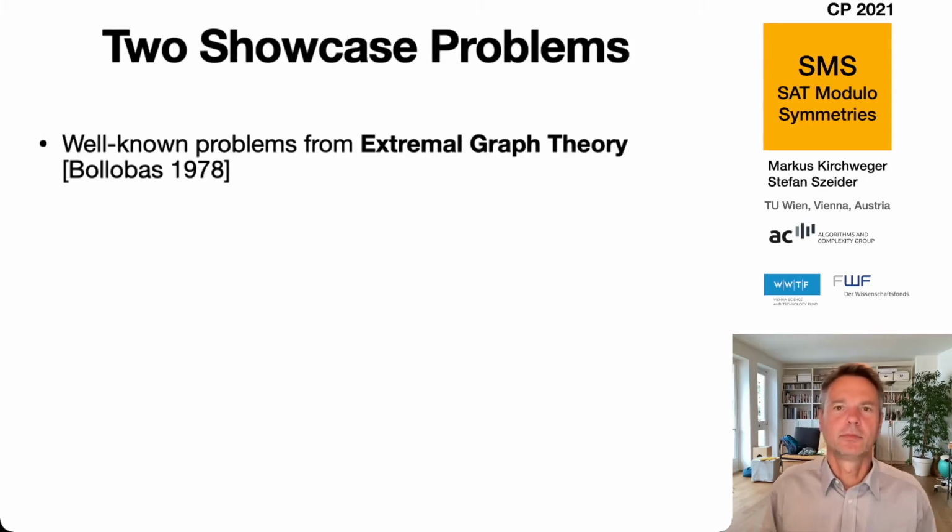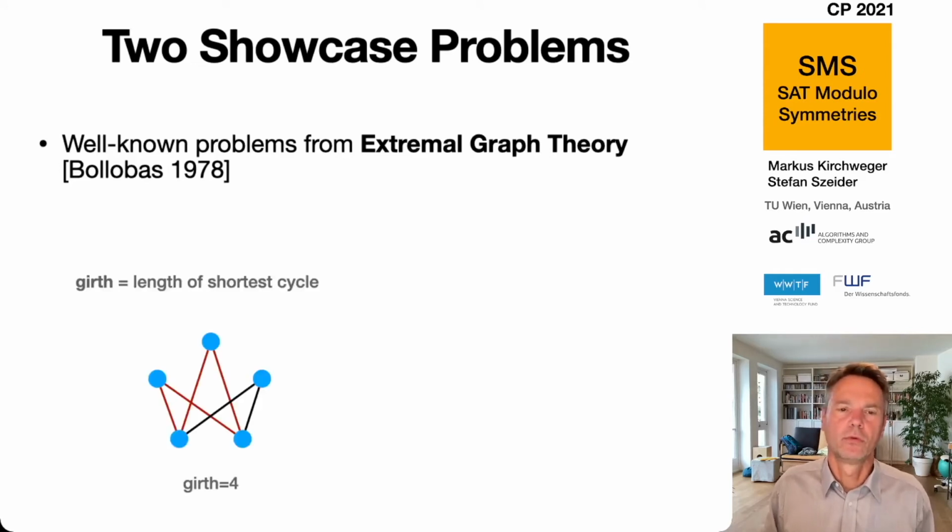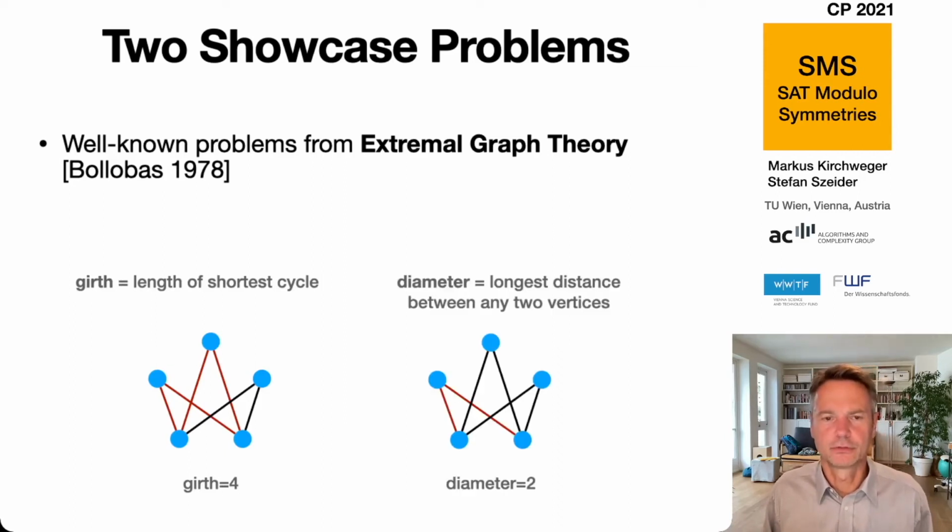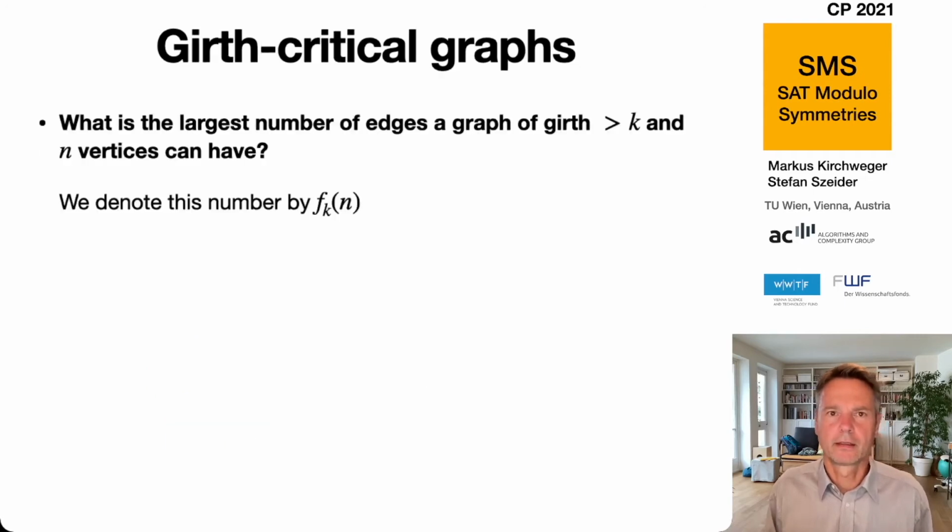And now we tested this implementation on 2 showcase problems from extremal graph theory. One is related to the girth of the graph, and the other one is related to the diameter. So the girth is the length of the shortest cycle, and the diameter is the longest distance between any two vertices. And now for girth, the question people from combinatorics have asked was, what is the largest number of edges a graph of girth greater than k and n vertices can have? And we can denote this number by f index k of n. So we want to compute this function.